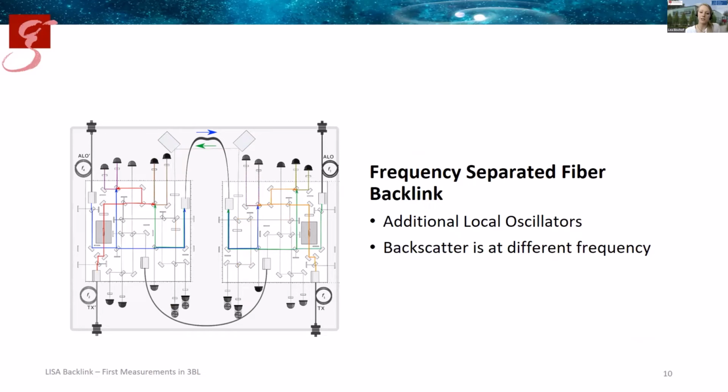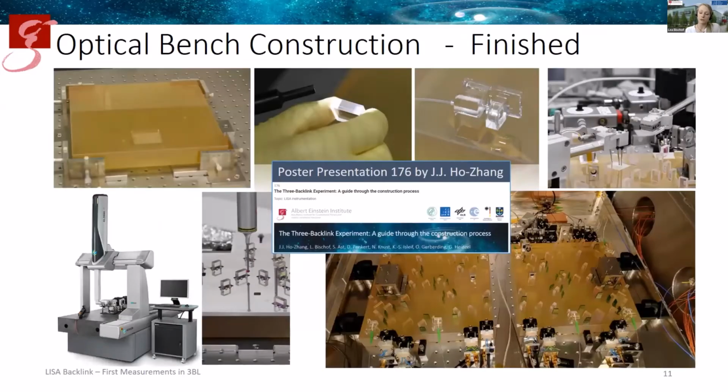The third implementation is the frequency-separated fiber backlink, where we use an additional local oscillator to send through the backlink so that we have the backscatter light or the backscatter interference at a different frequency. The optical bench construction for the backlink was done in Hanover, and this was a very challenging construction because we have a lot of interferometers and a lot of requirements for each component that we had to place. And my colleague Zhang Ji has a very nice poster presentation on that, which summarizes how we did that.